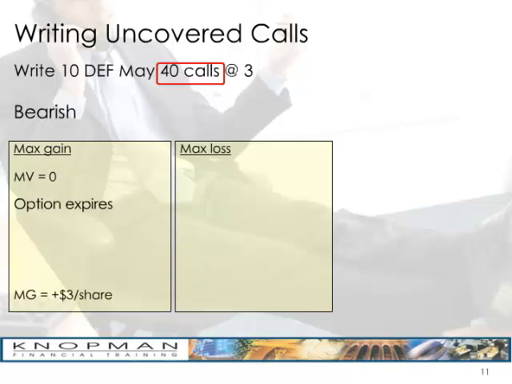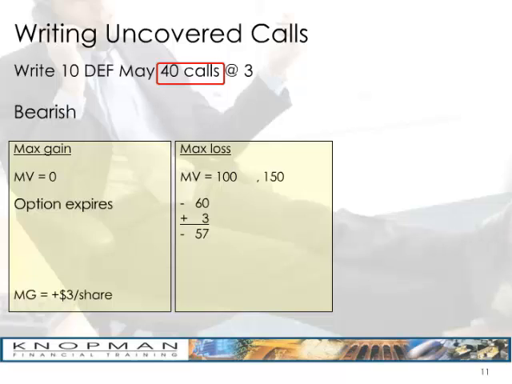Max loss, this is the example we spoke about. This is where the stock goes the wrong direction. So if the stock goes up to 100, well, you got a big problem, right? Because the person's going to say, hey, pal, I'm calling it away from you for 40. So what do we have to do? We got to get it for 100 in the market, and we got to deliver it to that person for 40. So you lose 60 bucks less your premium.